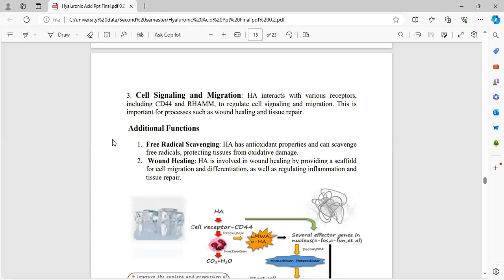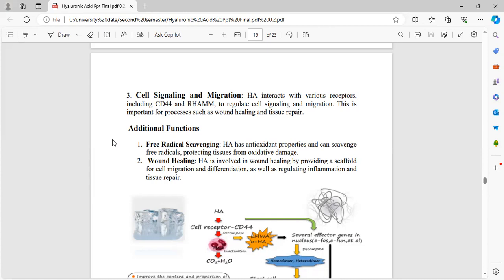Now I will explain to you about additional functions. First one is free radical scavenging. Hyaluronic acid has antioxidant properties and can scavenge free radicals, protecting tissues from oxidative damage.